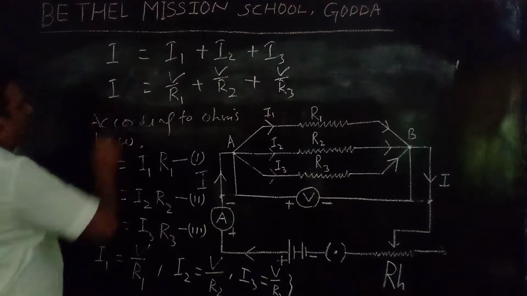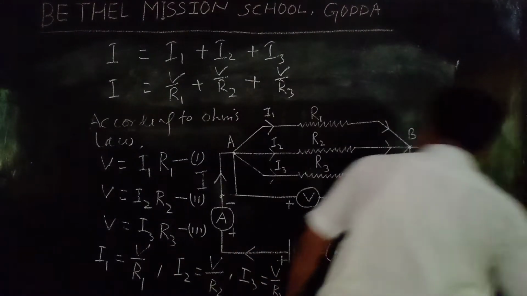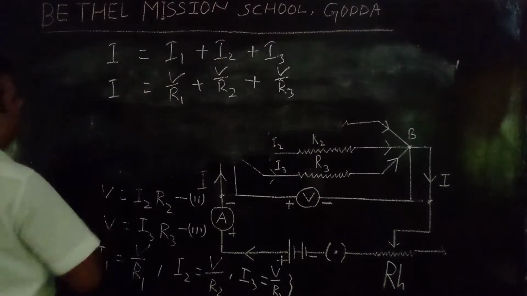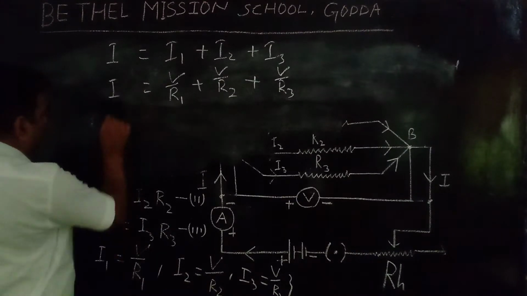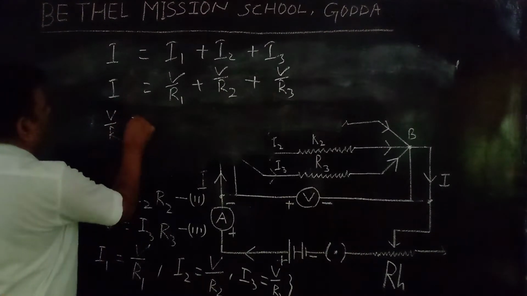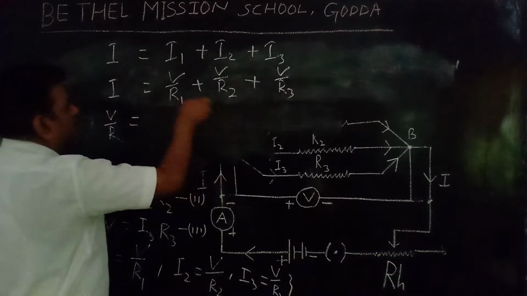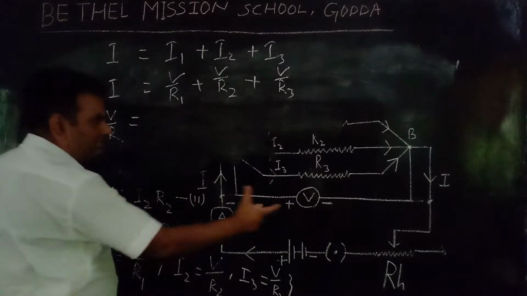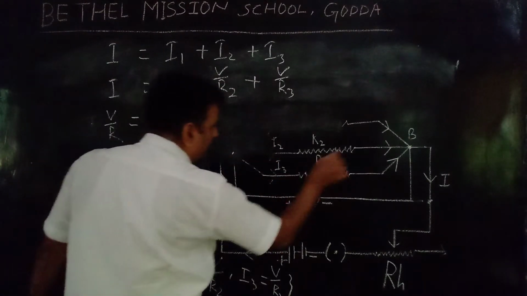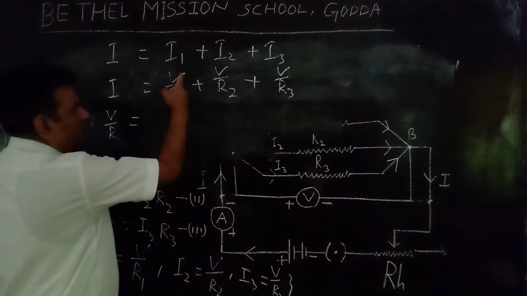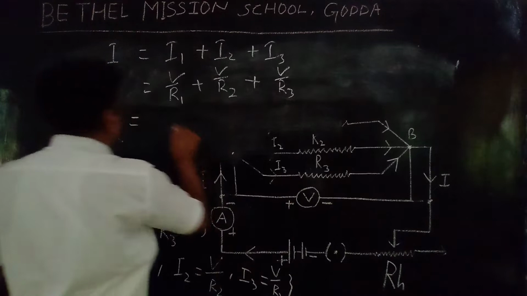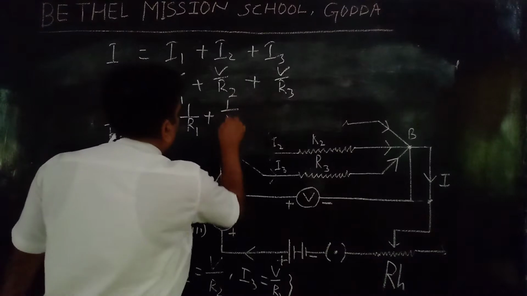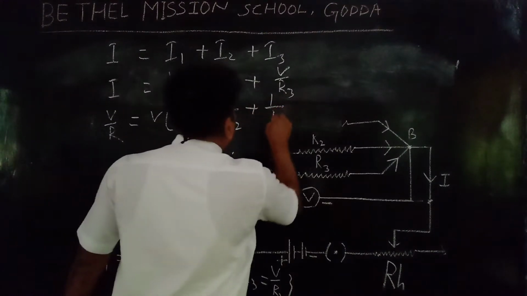The total is I. But according to Ohm's law, we know that I equal to V upon R. So here we can write V upon R in place of I. On the right-hand side, the potential difference V is common for all the resistances, because the resistances are connected between two points, so the potential difference will remain the same. So here V is common, then it's 1 upon R1 plus 1 upon R2 plus 1 upon R3.